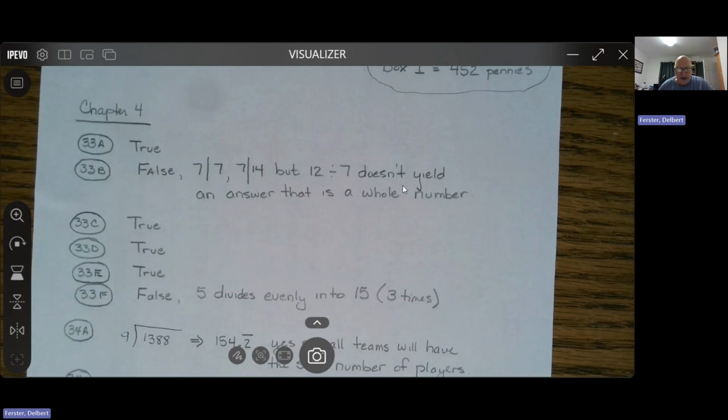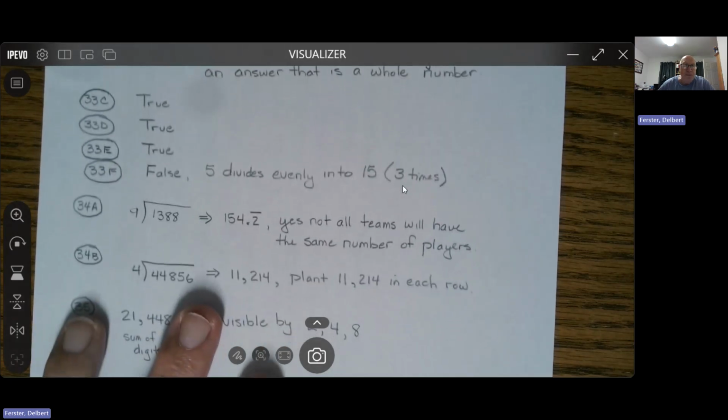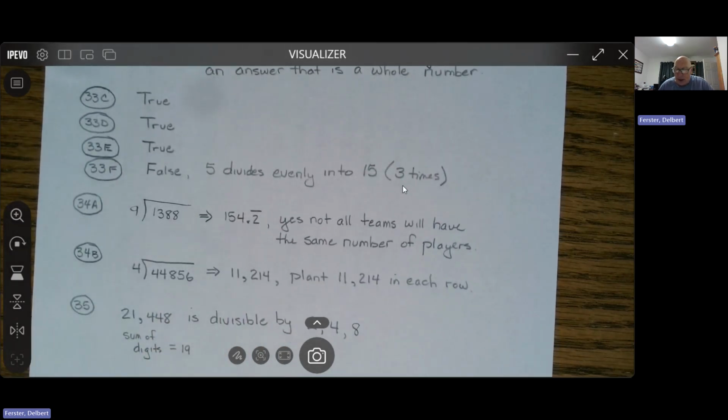All right, divisibility tests for 34A and B. 34A says if 9 people are on each team and you've got 1388, will some teams not have the same number of players? So it's just a matter of, does 9 divide that? Sadly, it does not divide evenly, so some teams will have more or fewer players than another.